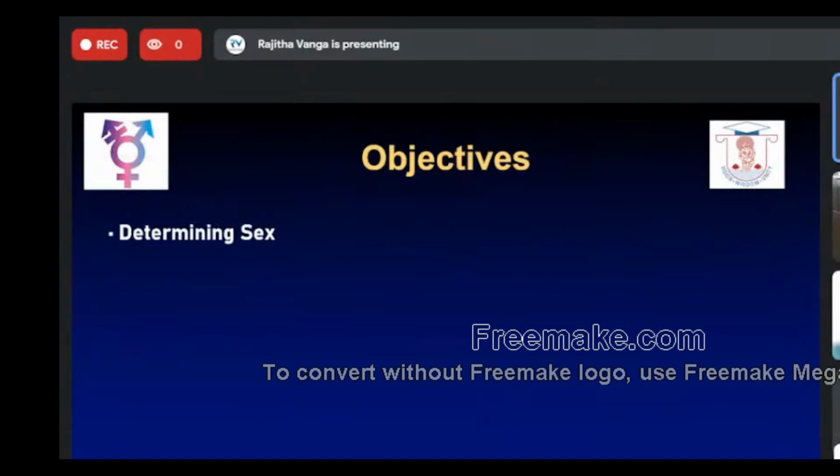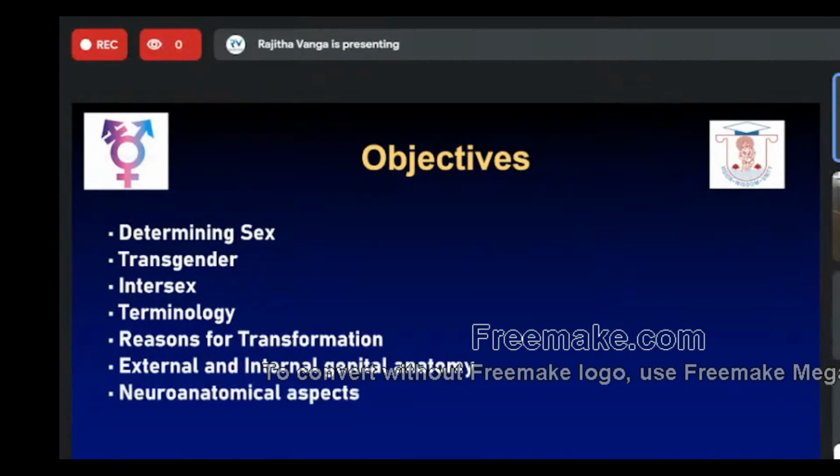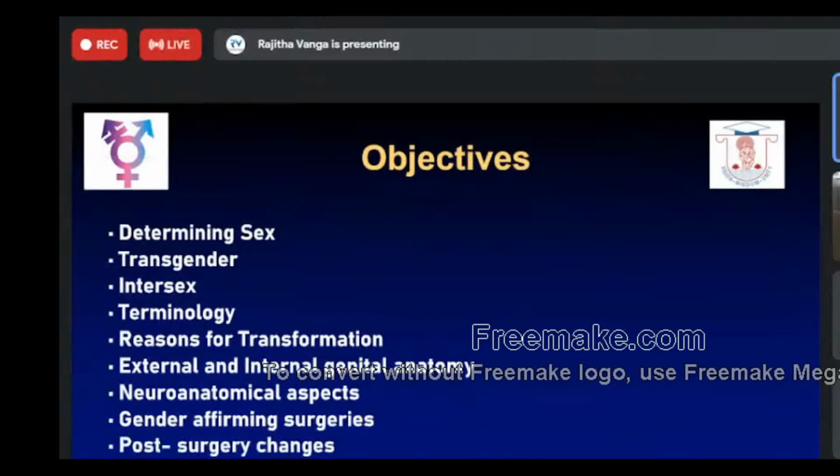The objectives of today's session are, we will learn about determining sex and what is transgender, what is the difference between intersex and transgender, I mean to say anatomical differences between intersex and transgender, and basic terminology to understand the anatomy of transgender, and reasons for transformation into a transgender, and external and internal genital anatomy, neuroanatomical aspects, gender affirming surgeries, and post-surgery changes.